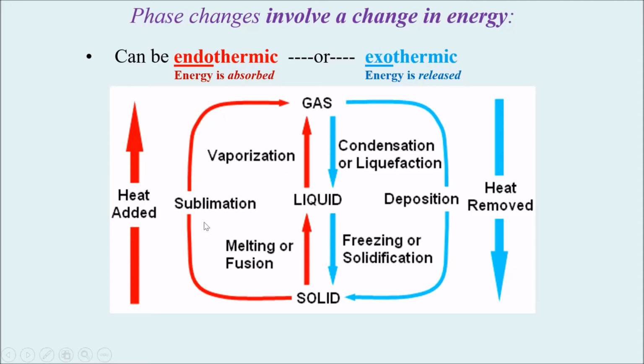So if we want to melt something, we have to take energy in to get it hotter. And if we want to cool something down, we have to get energy out to let it get cooler. So all this heating and cooling is an energy absorption or release.